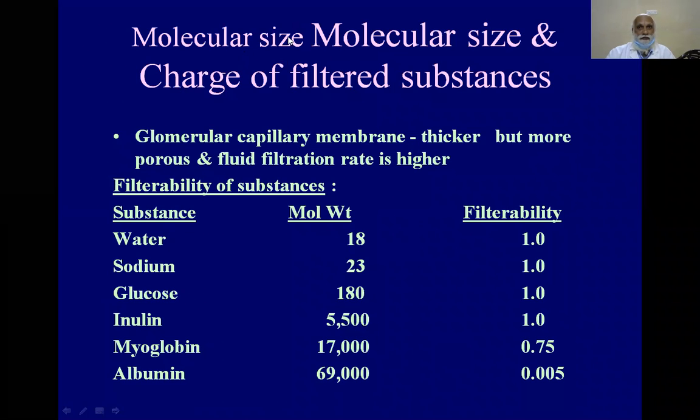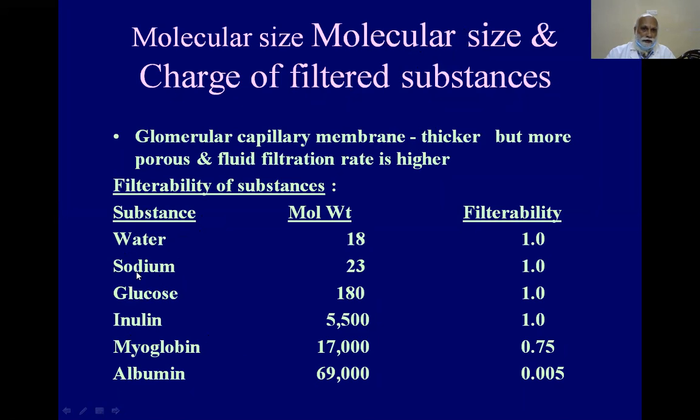If you look at the molecular size of the filtered substances, you will see the glomerular capillary membrane is thicker compared to the capillary membrane in the systemic circulation. But it is more porous and so permeability is more. The filtration rate is very high compared to systemic circulation. So now, one of the factors that will affect the filtration is the molecular size of the particles or molecules.